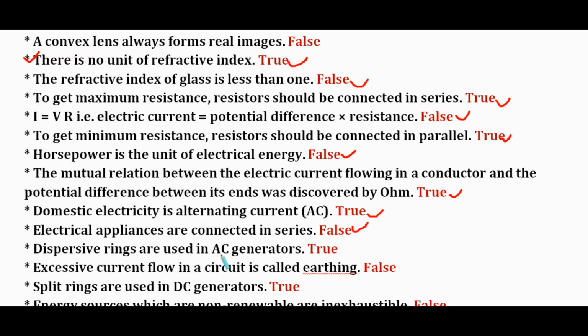False. Slip rings are used in AC generators. True. Excessive current flow in a circuit is called earthing. False. Split rings are used in DC generators. True.